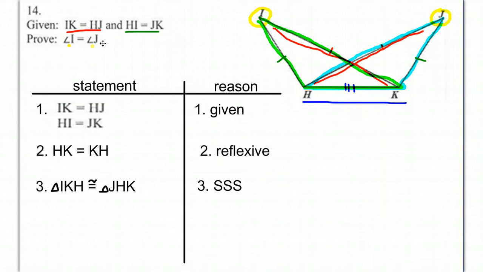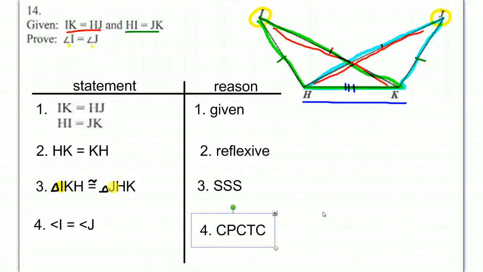And then our last thing is to actually prove what we're supposed to prove. I and J are equal. Well, I and J are both the first letters of these congruent triangles, which means that by CPCTC, they are in fact equal. So angle I equals angle J by CPCTC. And that's it.